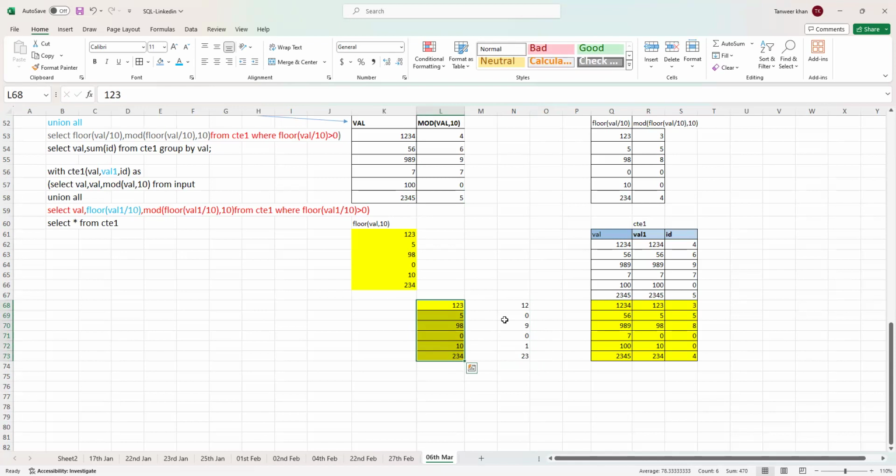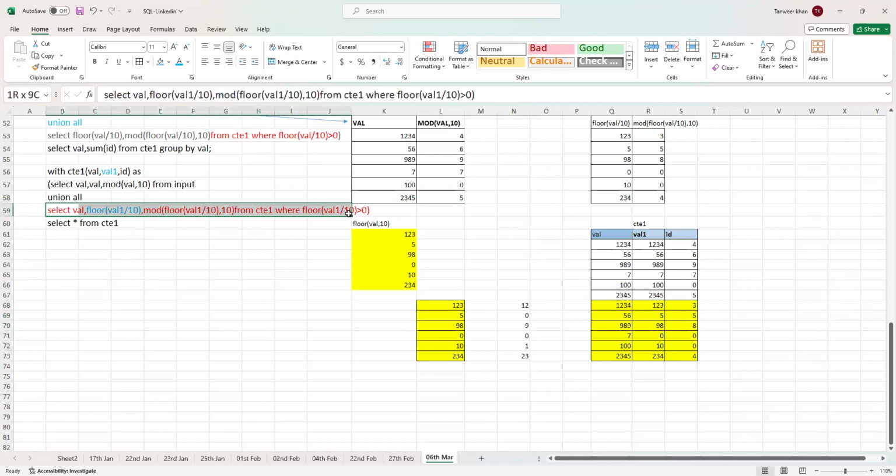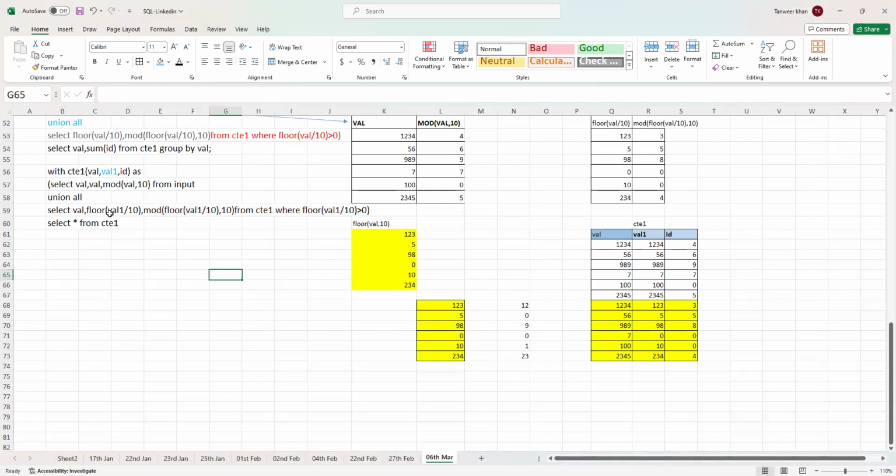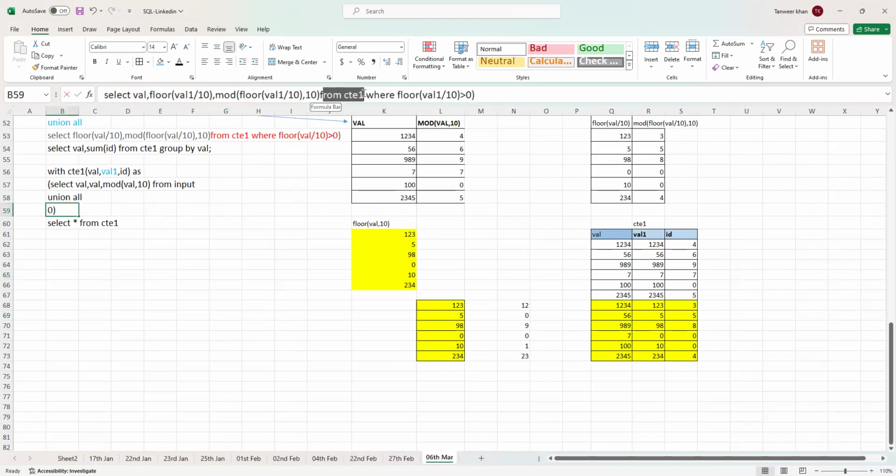Mod on top of... What will you do here? You have to use floor again. Not modulus, I am telling just floor on this value. You have to use floor, no? Yes, sir. And you know how recursive CTE works. Now this query will be executed again. This is the beauty of recursive CTE: the same query will be repeated again, from CTE1, right?